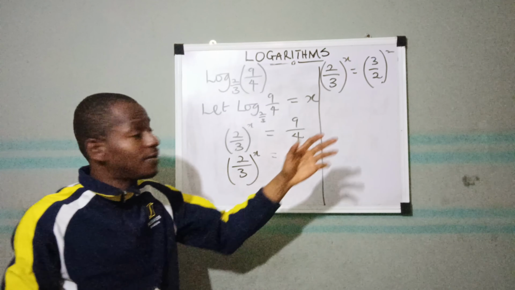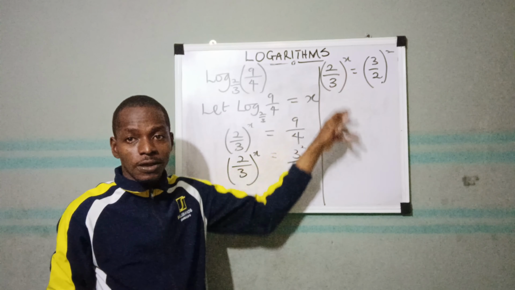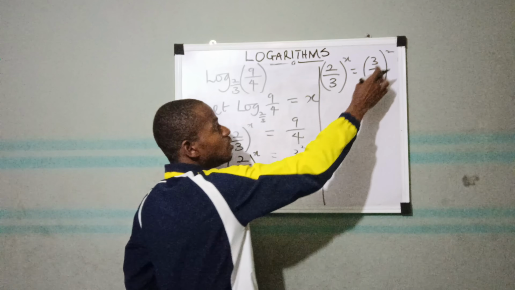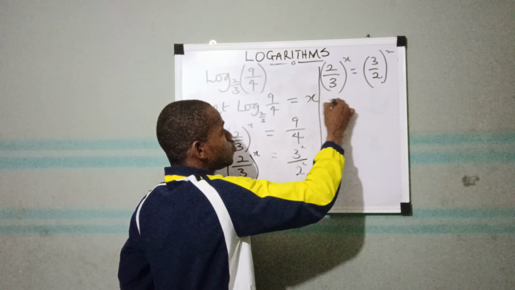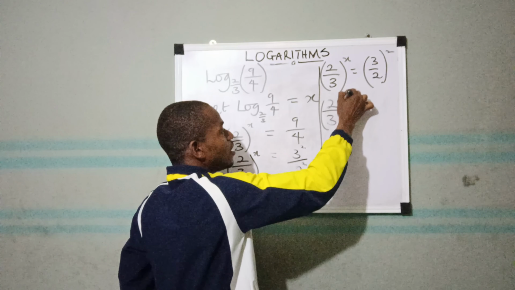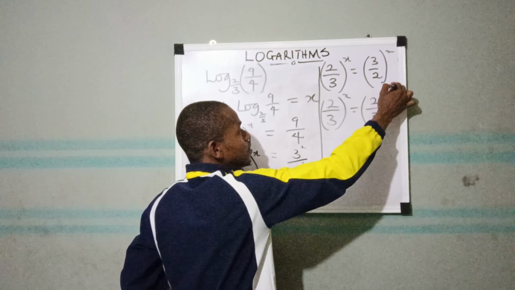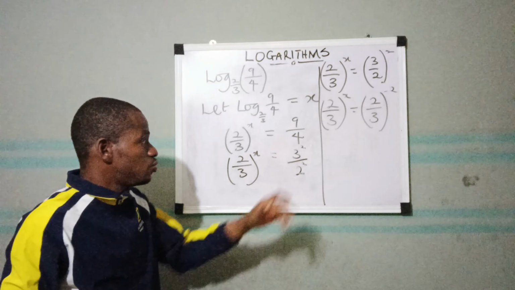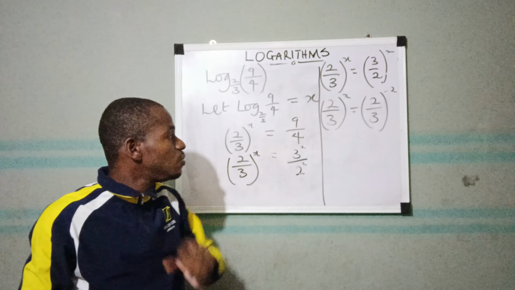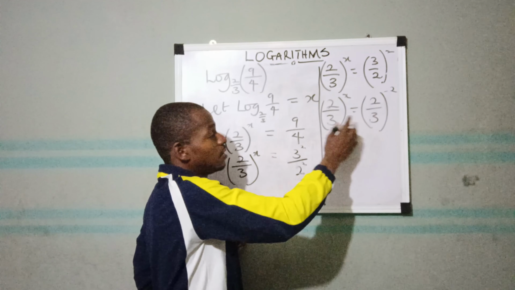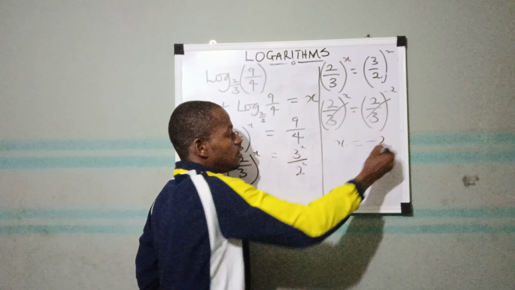Now we can take the reciprocal of this so that it can be equal to this 2 over 3. For the reciprocal of 3 over 2, what needs to change is this power. It becomes negative. So this becomes 2 over 3 raised to the power of x equals 2 over 3 raised to the power of negative 2. Now, these two have the same base, so they can cancel out each other. So our x equals negative 2.